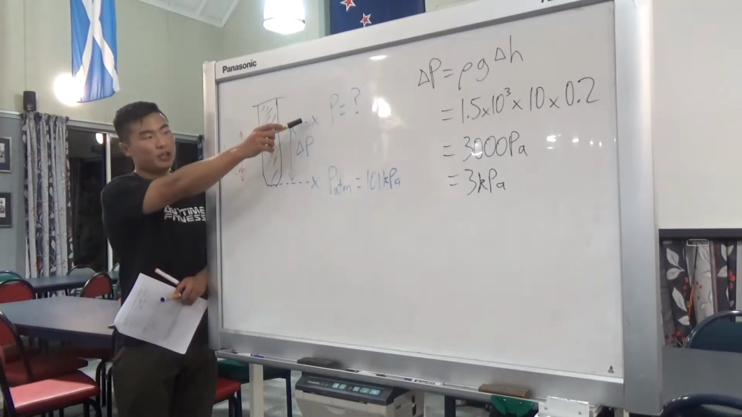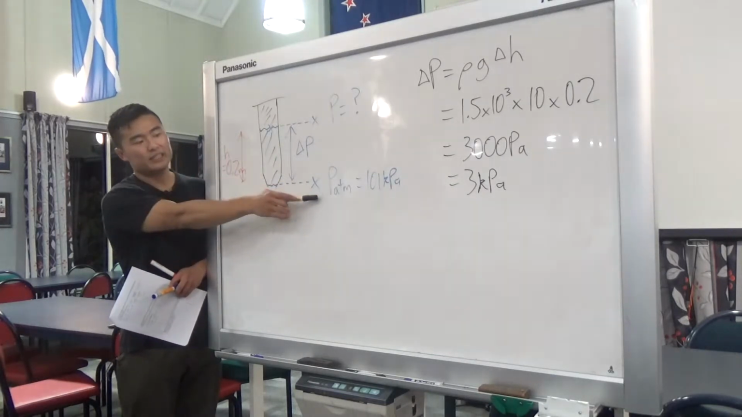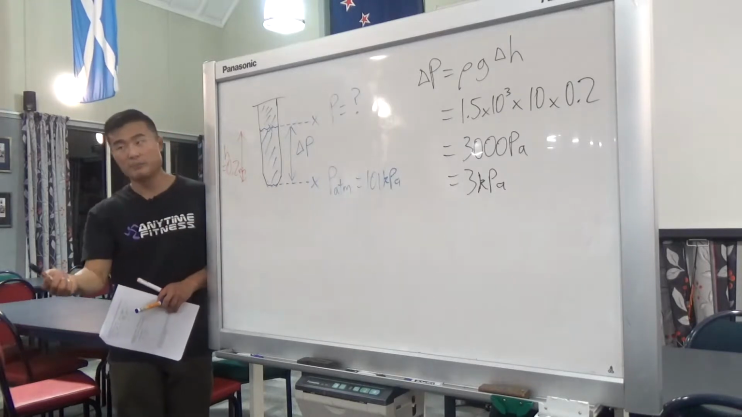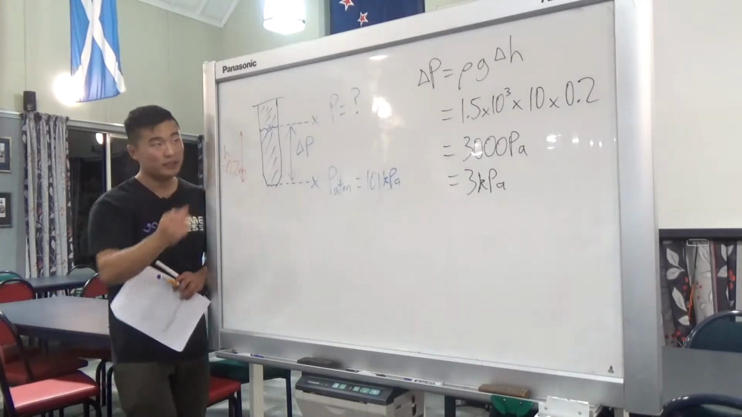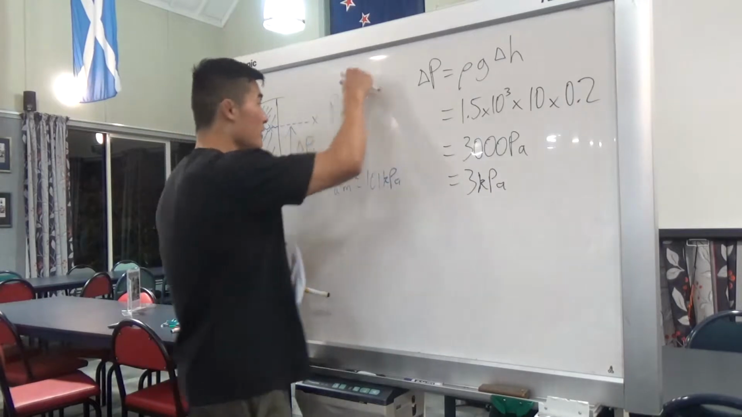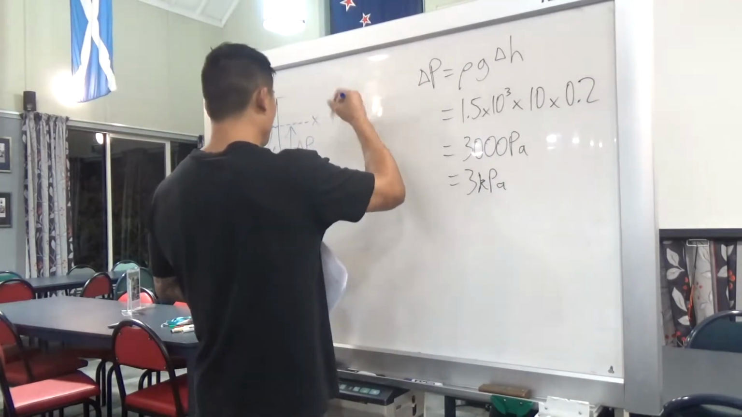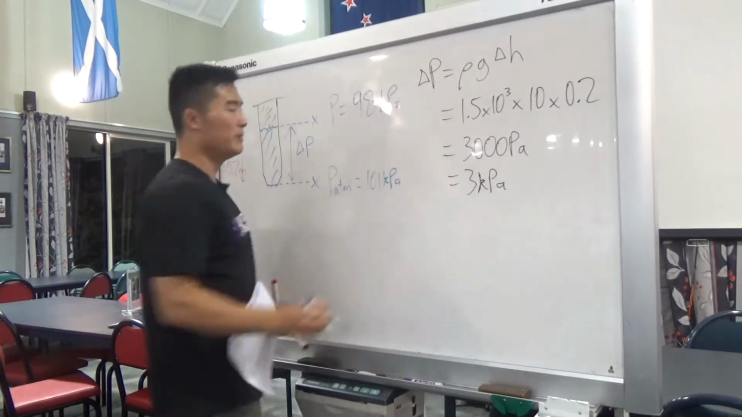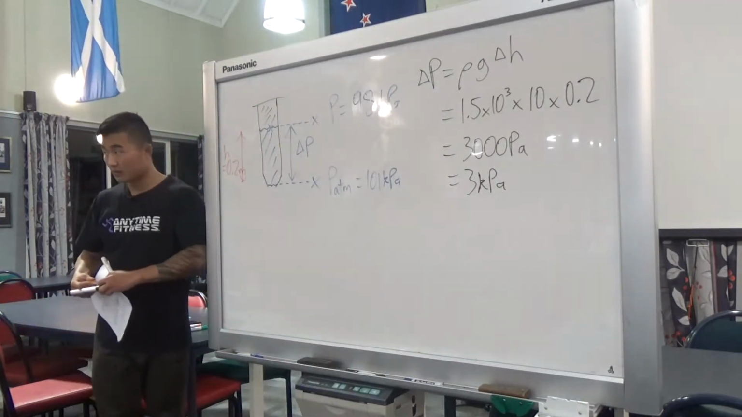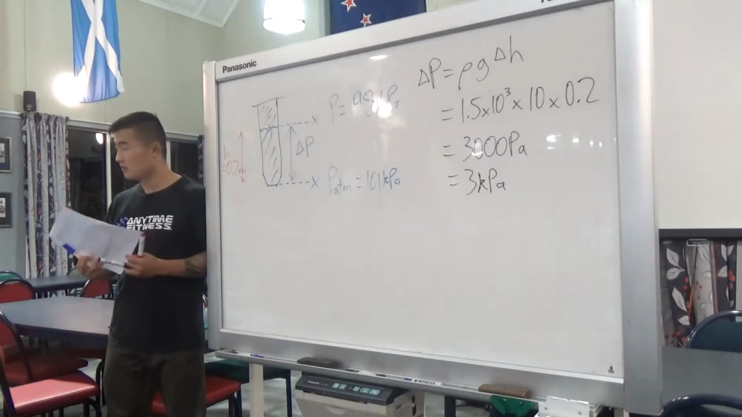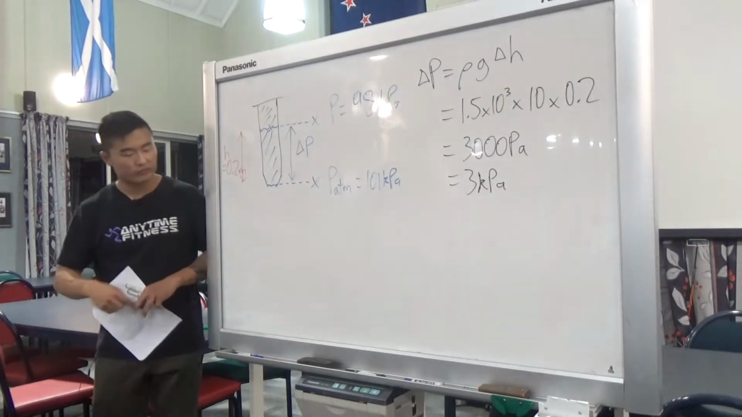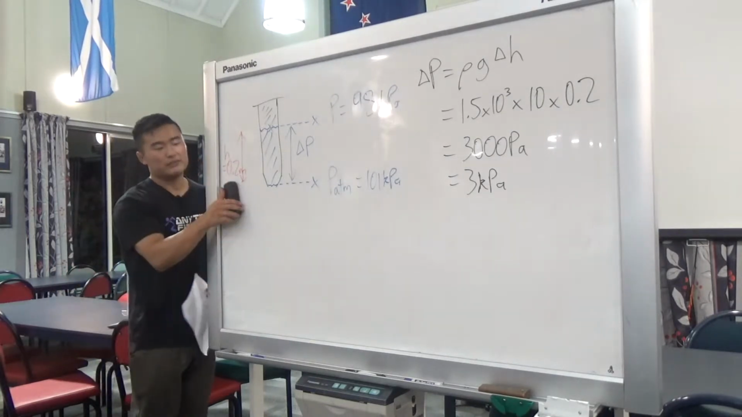So the difference in pressure between the top and the bottom of the water is 3 kilopascals, and the pressure up the top is going to be 3 less than the atmospheric pressure. So 101 minus 3 is 98. So that must mean the pressure at the top of the water column is 98 kilopascals. Okay?